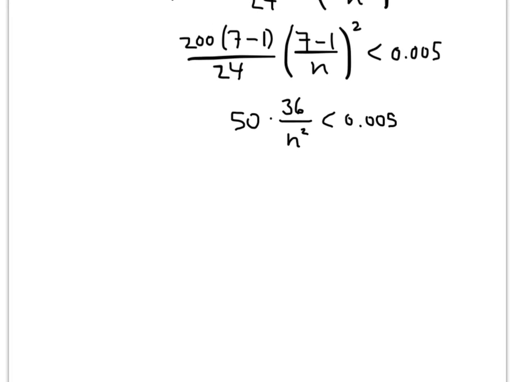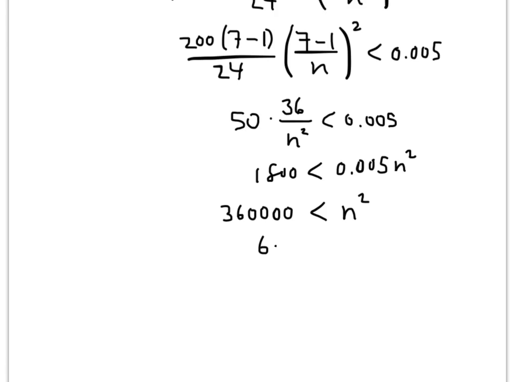50 times 36 is 1800, so we get 1800 less than 0.005 n squared. Divide both sides by 0.005. 1800 divided by 0.005 works out to be 360,000. And then we take the square root of both sides, and the square root of 360,000 works out to be 600. So that means that for us to get this accuracy that we're looking for, we need to use more than 600 rectangles. So n greater than 600, that would be our solution.